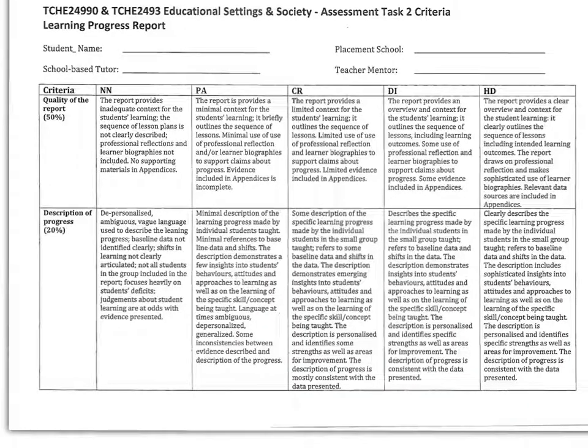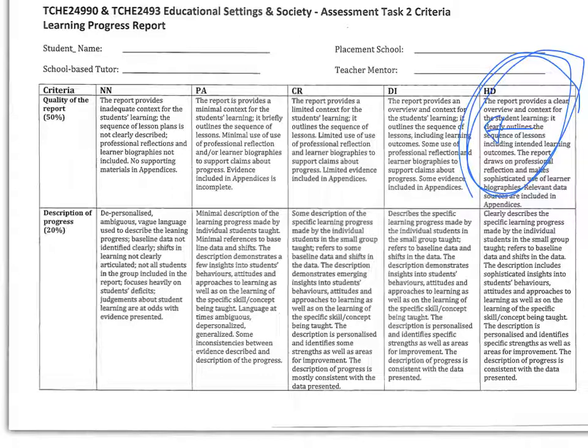So, how would I score this particular assignment on our rubric? I was thinking that in terms of the quality of the report, I put it up into the HD area, probably this end of it though, just because it is a little on the brief side, but brevity is what we were really after, I guess. So it's very clear. It clearly outlines the sequence in the lessons, includes the learning intentions. It draws on professional reflection really quite beautifully, makes sophisticated use of the learner biographies, and includes all the relevant data sources in the appendices.